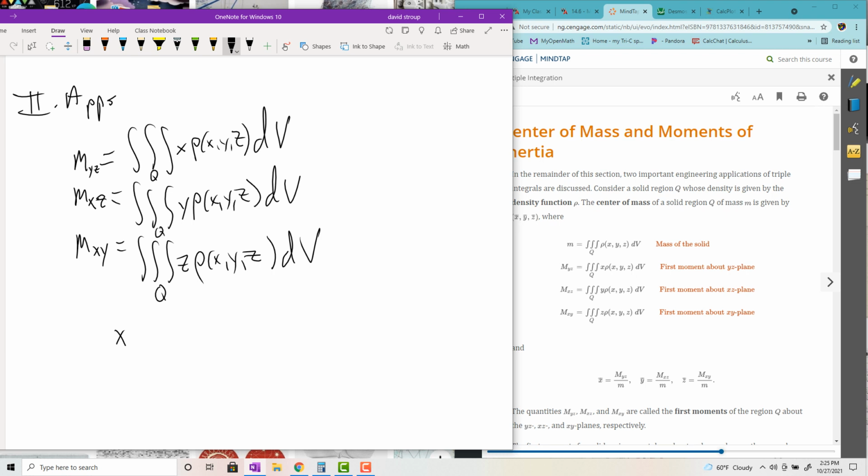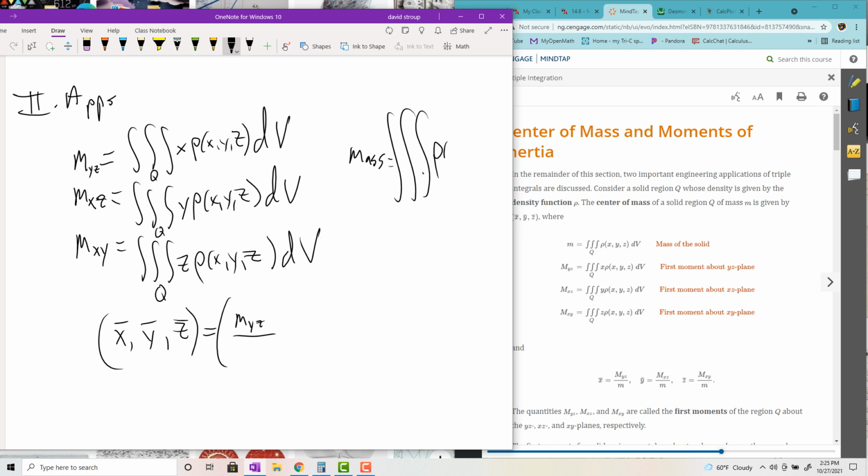And then your centroid, your sort of center of mass, x bar, y bar, z bar, is just going to be the ratio of these moments and the mass. And you find the mass, of course, just by finding the volume, the integral of the density function. So it's like density times volume. So Myz over mass, and then Mxz over the mass, and then Mxy over the mass.